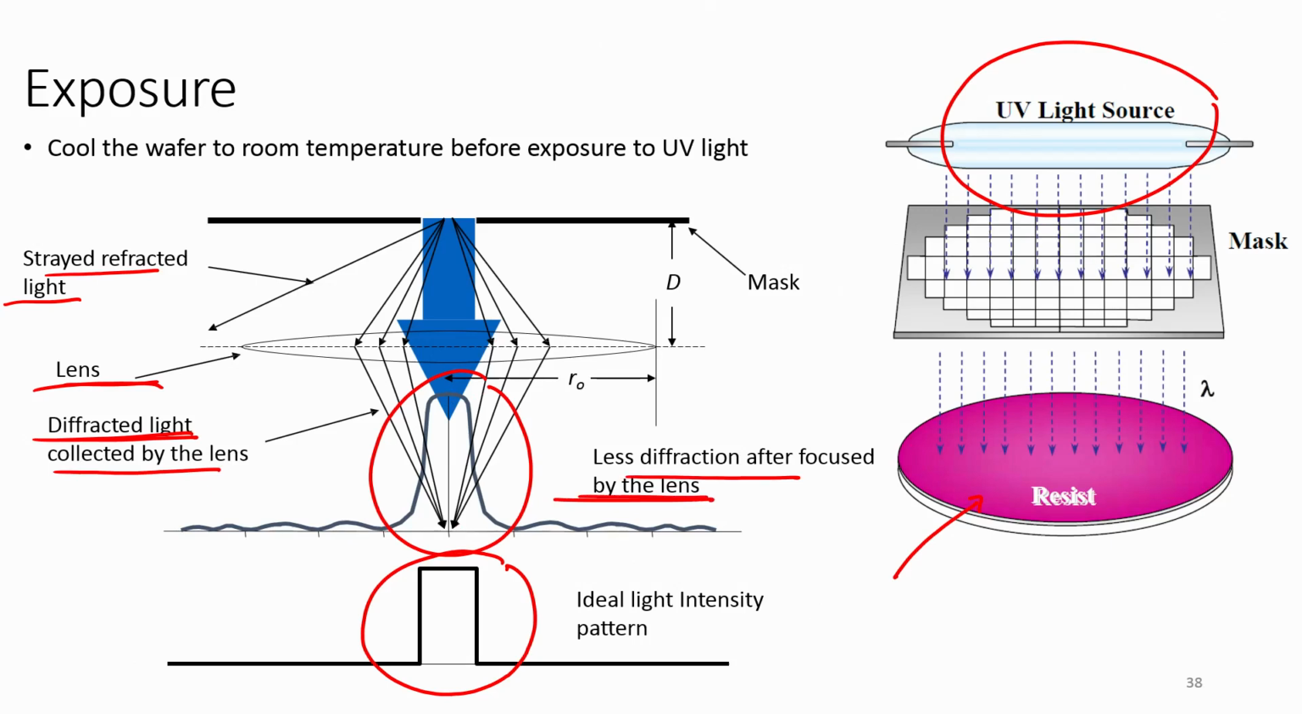onto the photoresist coated wafer, and it cannot pass through the dark area, it can only pass through the bright area. What cannot pass? UV light cannot pass.